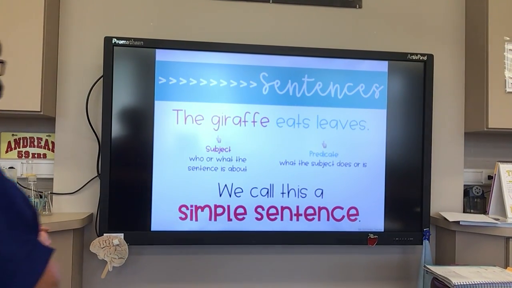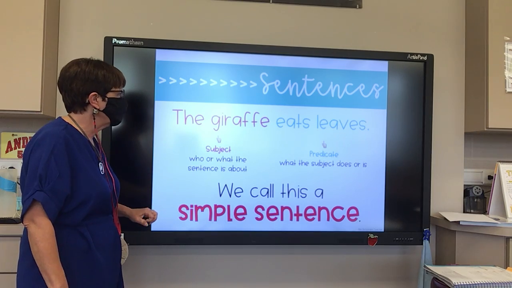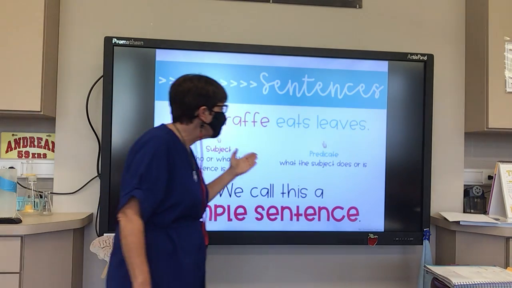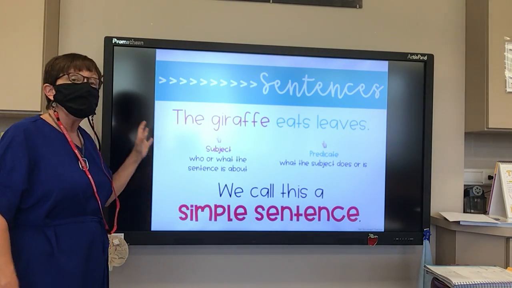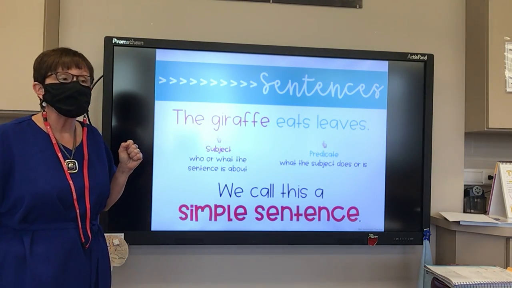So what we have here is the subject is the giraffe. That's who or what the sentence is about. Eats leaves. The predicate, what the subject does or is. And we call this a simple sentence.